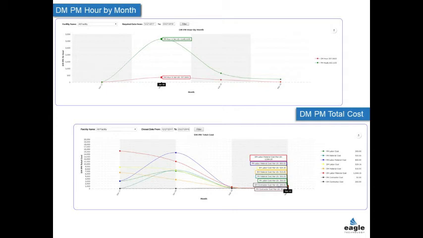A lot of times when we start with clients, it's the other way around. 85% of their work is break fix work, and the goal is to turn that into preventive maintenance, which is more effective and takes less time.